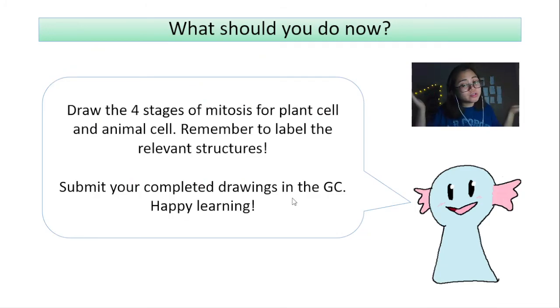Okay, so what should you do now? Now you should draw. That's right. It's time for you to draw. Sila buat lukisan. Lukislah 4 stage mitosis untuk plant cell dan 4 stage mitosis untuk animal cell. Label structure yang berkenaan untuk setiap fasa. Siap lukis, scan atau gambar, dan upload di dalam GC.